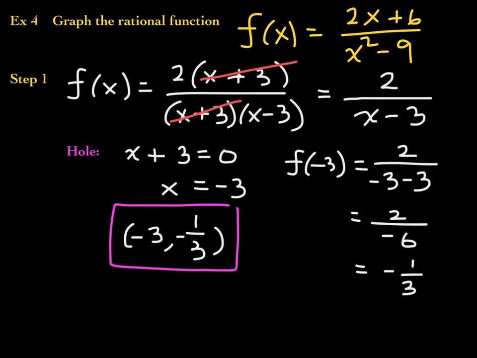Okay, everybody, from step 2 all the way to the end, from this point forward, I want you to focus on this function here. Don't look at the original. Look at this simplified form. It'll be much easier. All right, so here we go. Please focus your attention here. Step number 2, let's find the vertical asymptotes. Don't look at the original. Look at this one.